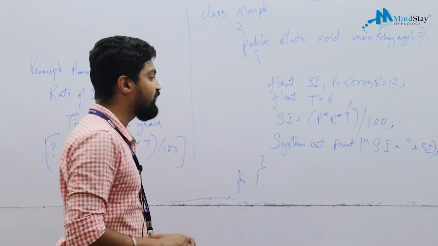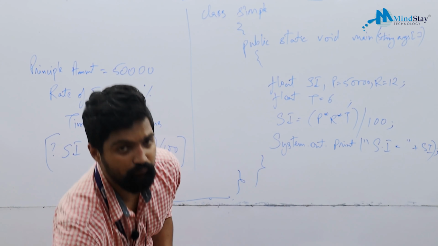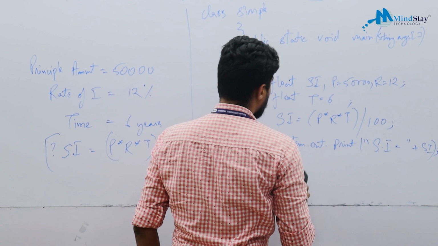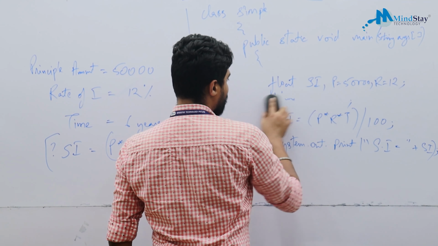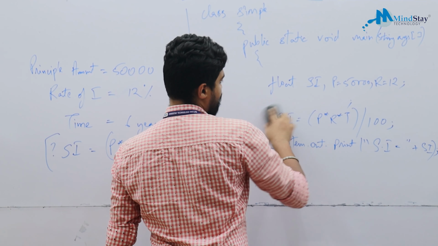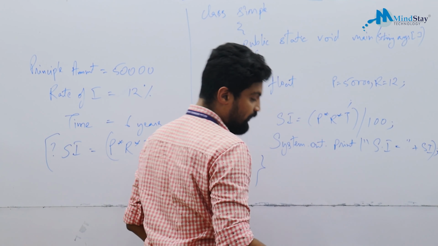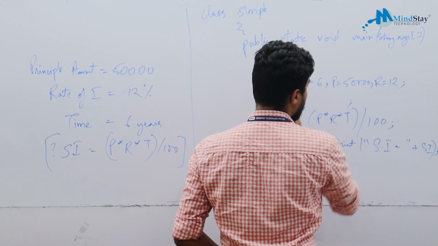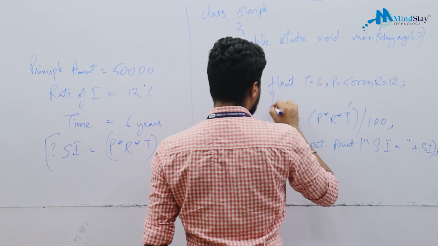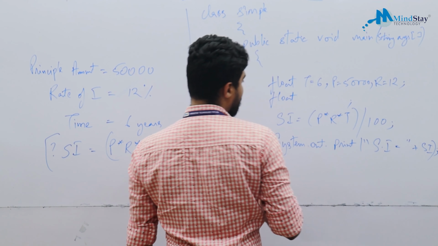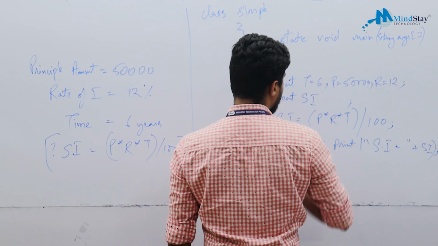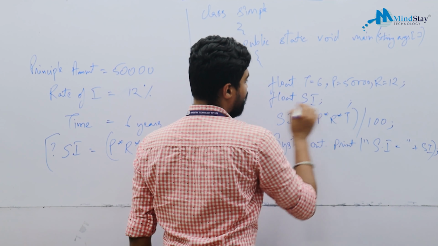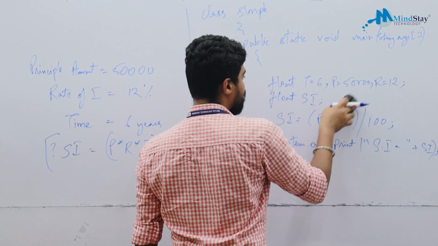Now there are 2 to 3 ways in which you can do this. Let me show you. I can erase this float completely, and I can erase this SI also, and in place of SI, I can write T is equals to 6. And here I can directly create float SI. That is one way that you can do it.